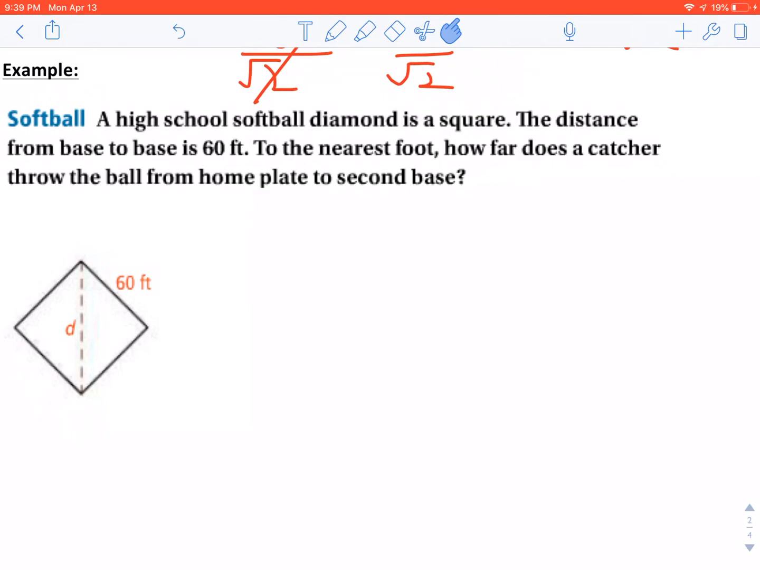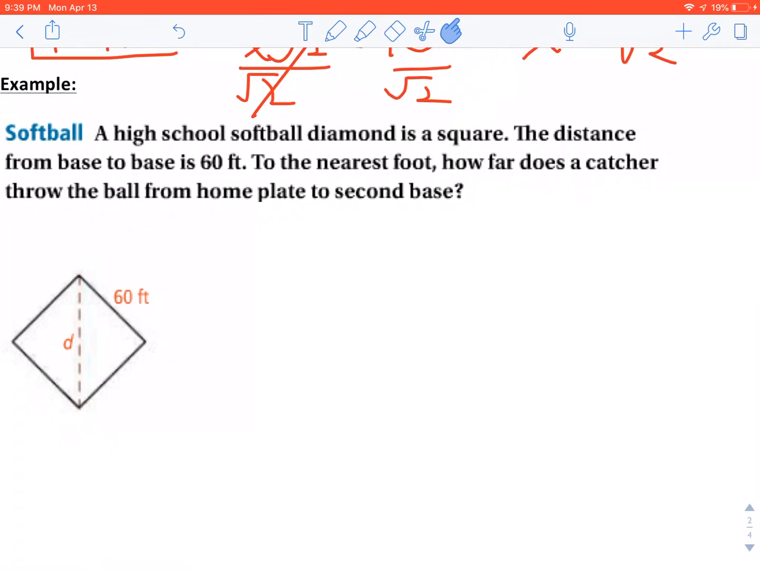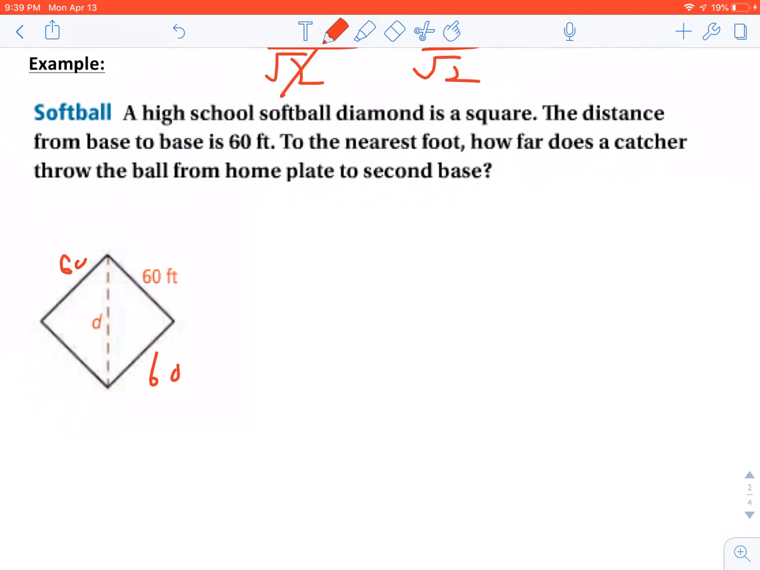All right, last one. This one's pretty straightforward. A high school softball diamond is a square. The distance from base to base is 60 feet. So what they're telling you, you know it's a square, but therefore you know that all of these lengths are 60 to the nearest foot. How far, this is your home plate, how far does the catcher throw the ball from home plate down to second base?